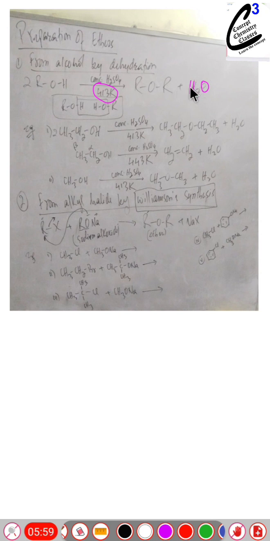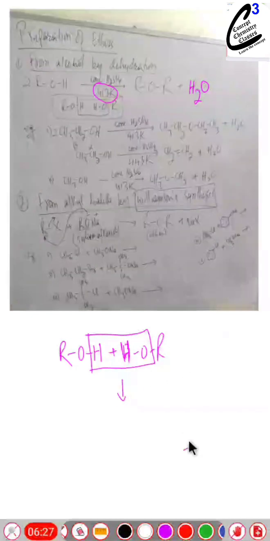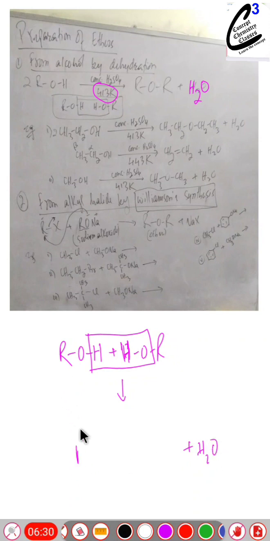So this is dehydration, water is removed. So I can simplify this reaction like this. This is an ether, this is an alcohol, and we must take another alcohol, this. So when concentrated H2SO4 is added, which is a very good dehydrating agent, it removes one hydrogen from one alcohol and OH from another alcohol. So after removing out this water molecule, we will have this ROR. This is our ether.